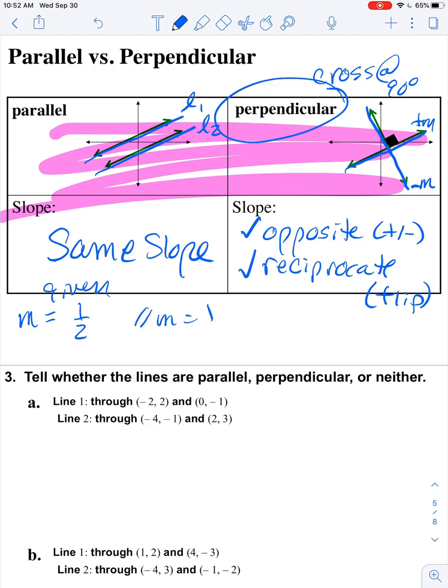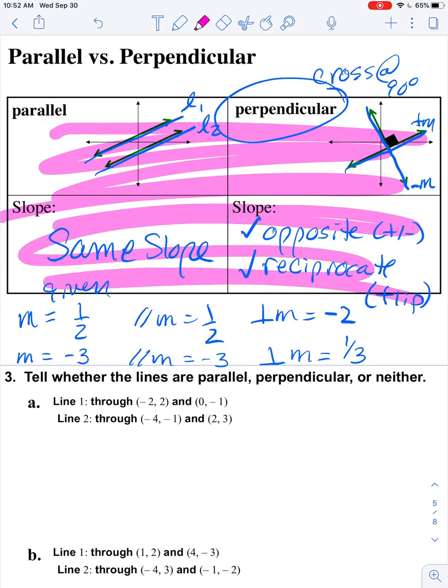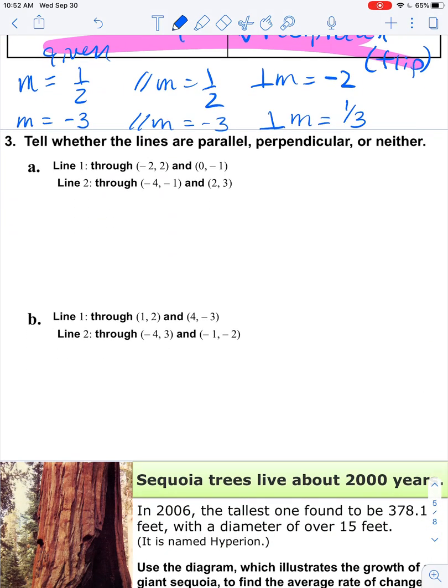So say that I was given a slope of 1/2. My parallel slope would be 1/2 because they have to be the same. My perpendicular slope would be the opposite reciprocal, so flip it over and change the sign. If I was given a slope of -3, my parallel slope would be the same. My perpendicular slope would be the opposite reciprocal. So get that core concept into your mind as well so that you can look back and say, that's a core concept I need to know.